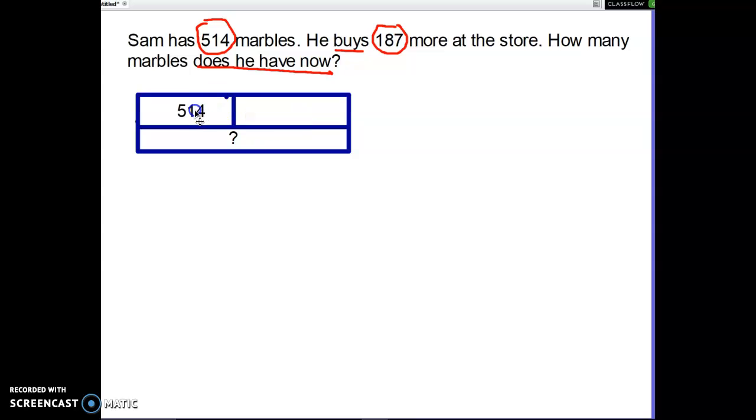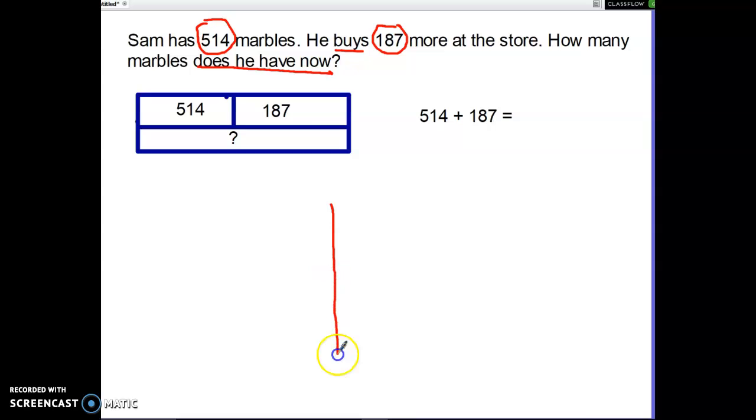I know he started with 514, so that's a part. I know he buys 187, and that's another part. I also want to represent using an equation. So I write 514 plus 187 equals. Now it's time to solve.